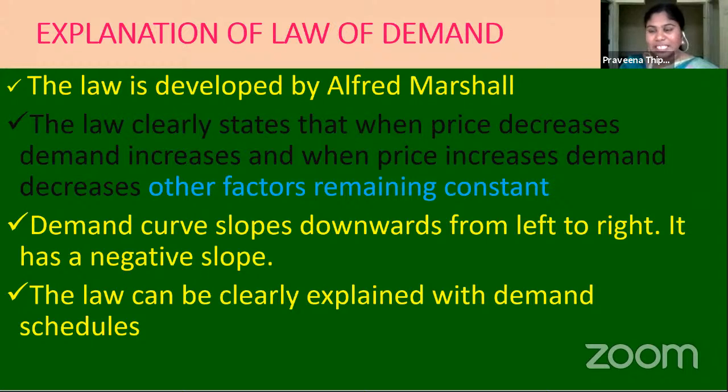So this law clearly states that when price decreases, demand increases. And when price increases, demand decreases. Okay, children. And other factors should remain constant. So when you observe the demand curve, it will be sloping downwards from left to right. It means that it has a negative slope. So this law can be explained very clearly with the help of a demand schedule, children.